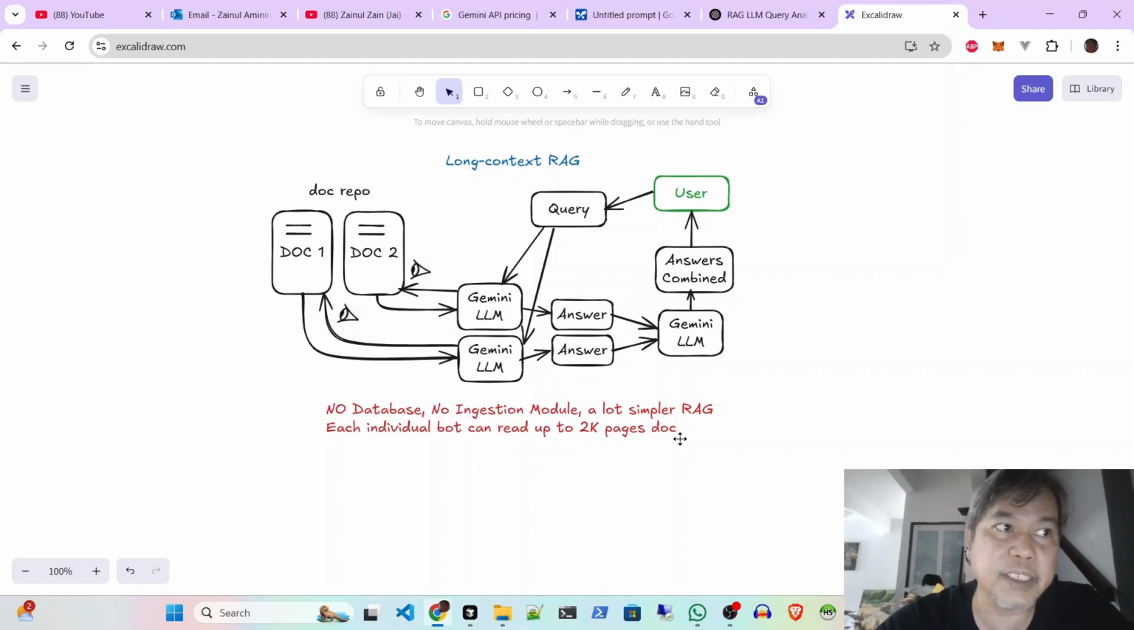Of course, this is still limited if you have documents with really long content, more than 2,000 pages. But in most scenarios, this is just enough for any company, in my opinion. All right, so let's look at the code.